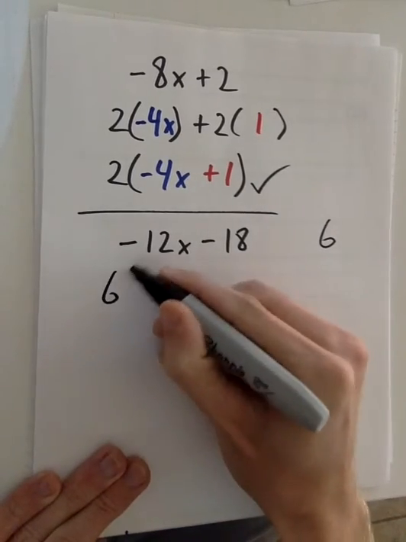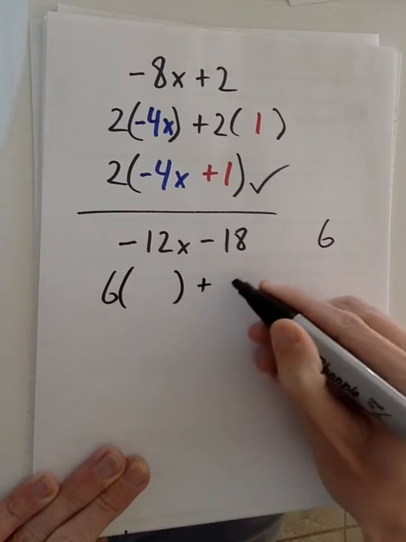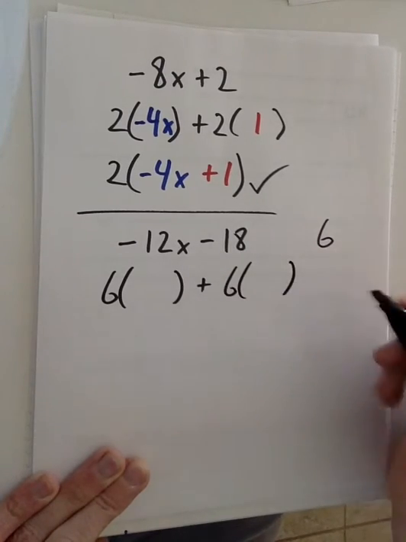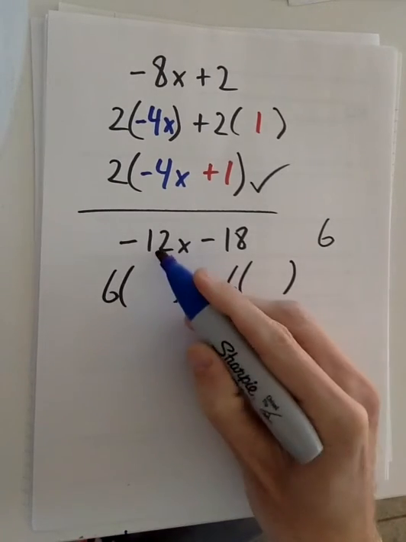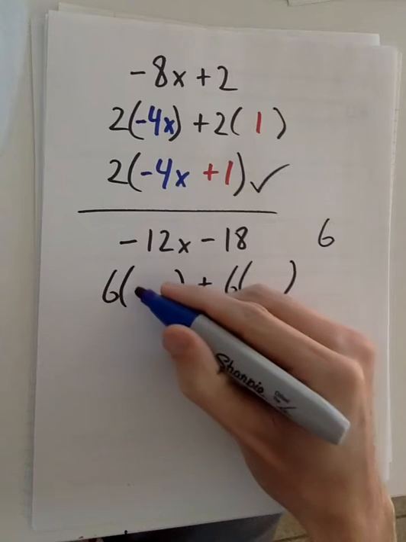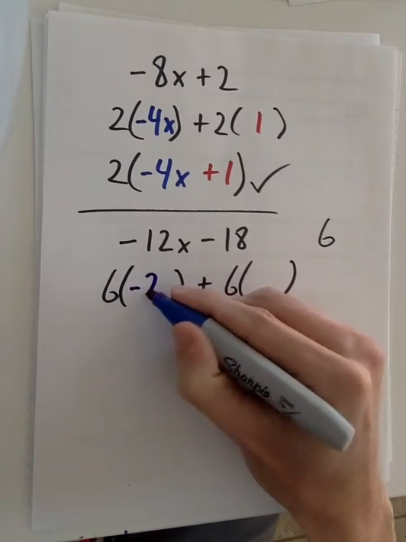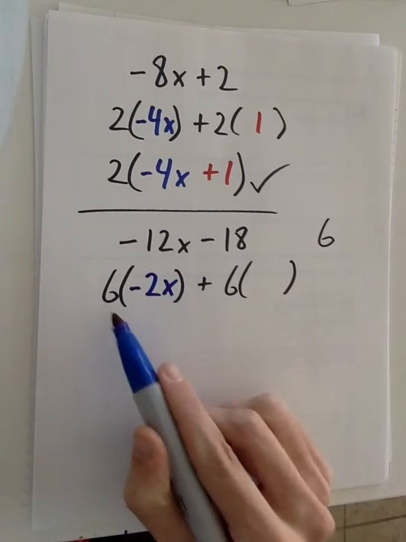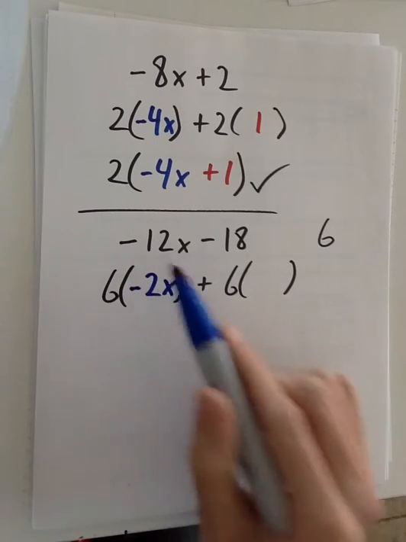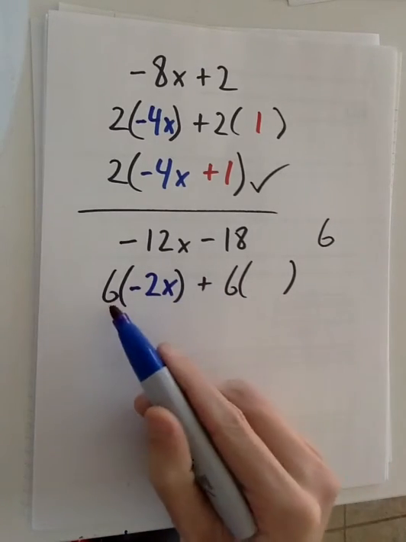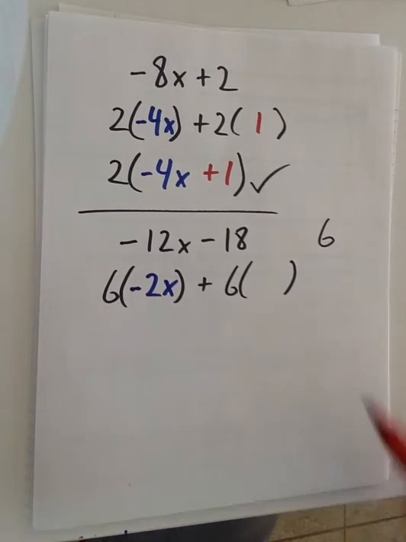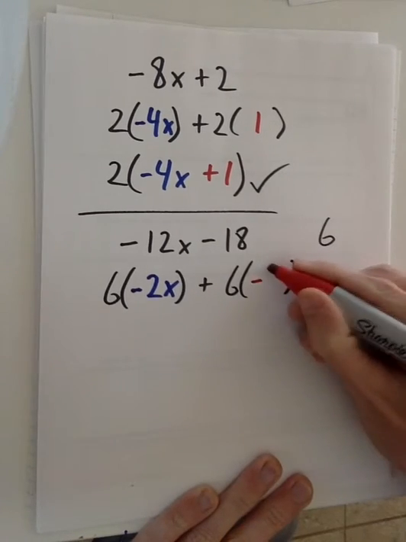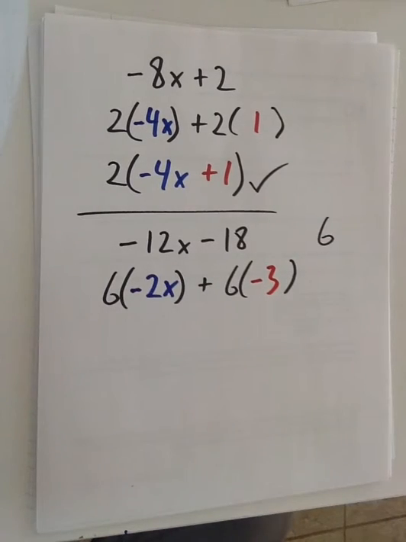So if we factor out a 6, what would each of these have to be? 6 times what would be negative 12x? That would have to be negative 2x. So 6 times negative 2x should be negative 12x. And you can think how it's just 6 times negative 2 is negative 12, and there's an x attached. Over here, 6 times what would be negative 18? That would have to be negative 3 to make sure the answer is negative.